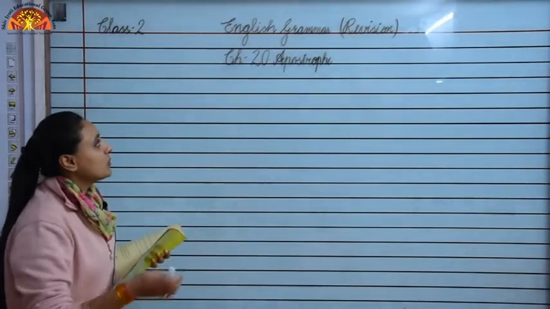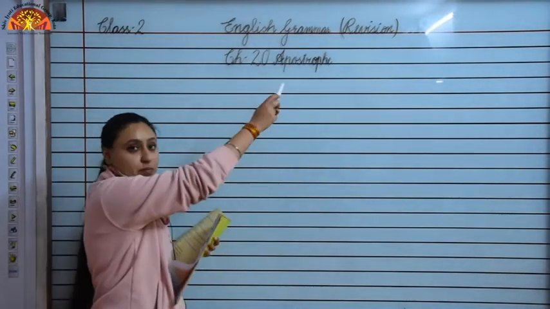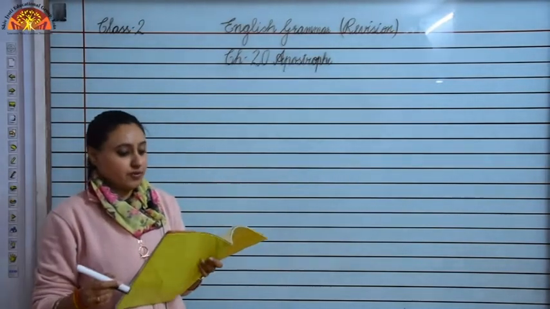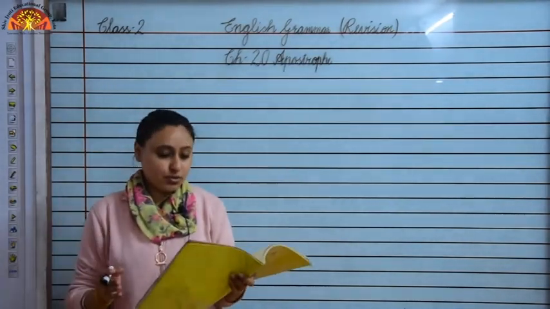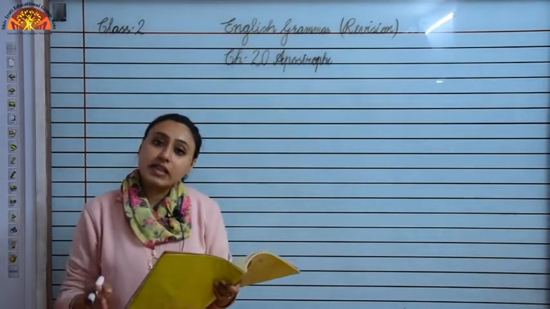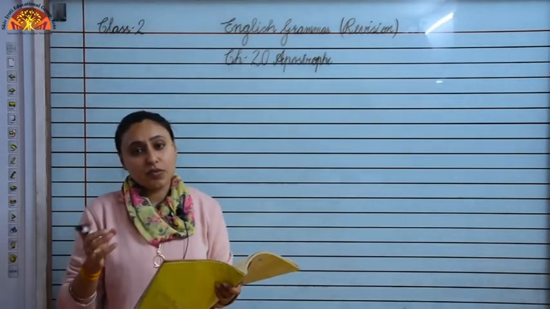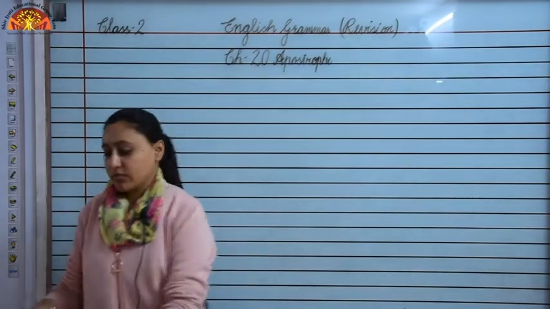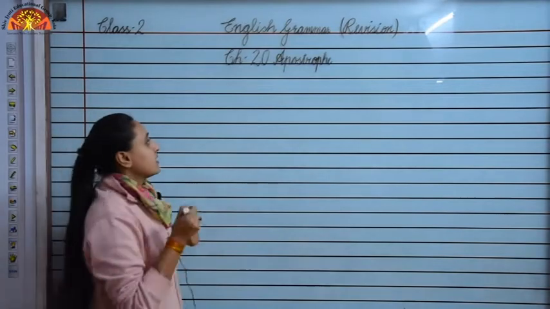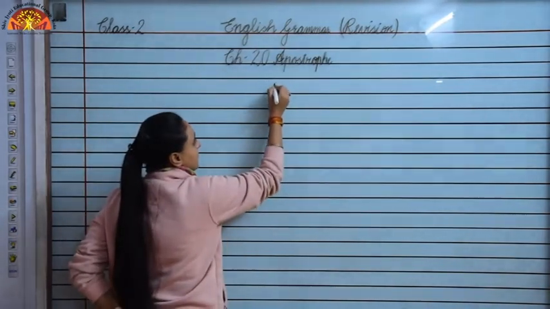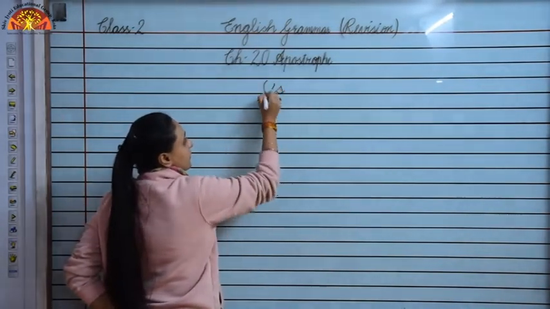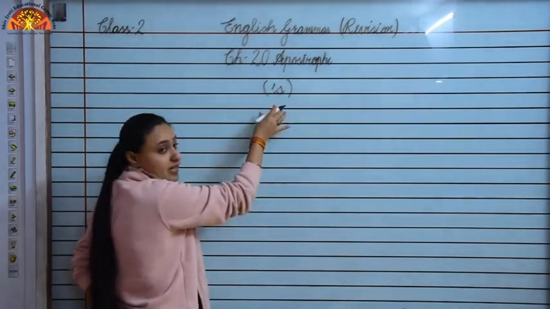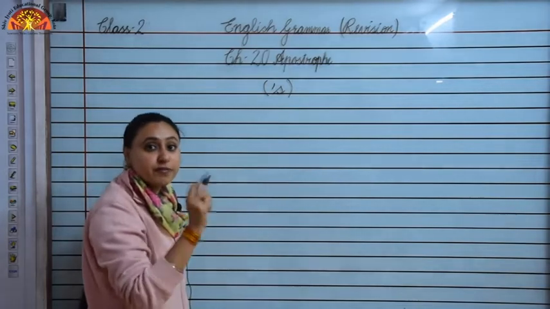Now children, we will revise chapter 20, apostrophe. Okay. So children, when do we use apostrophe? We use an apostrophe to show to whom a thing belongs. So apostrophe tells us to whom a thing belongs. Okay. So let us see. Children, this is how you write apostrophe s. You have to keep in mind whenever this comes, you have to read it as apostrophe s.